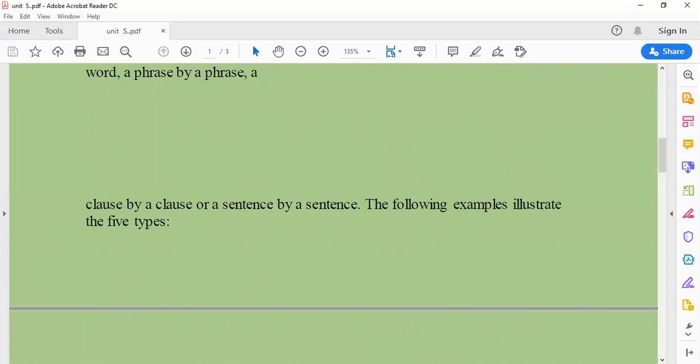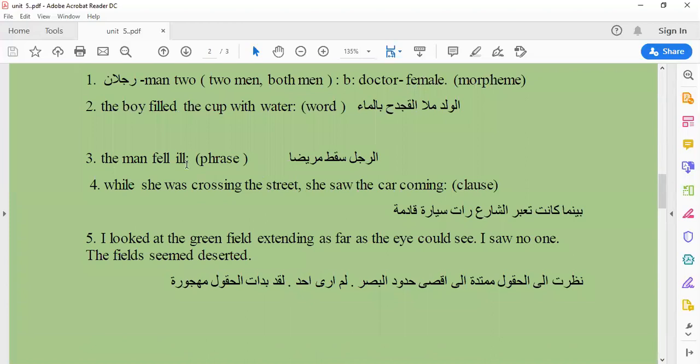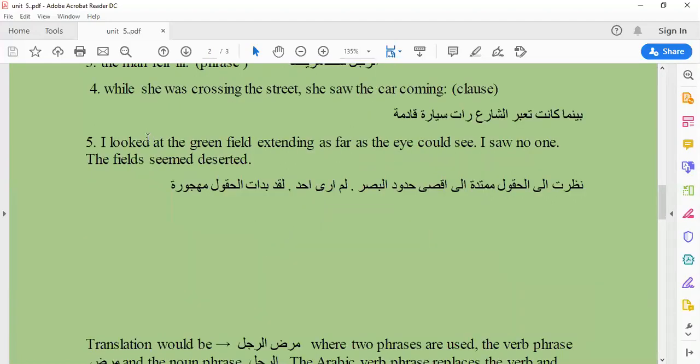The following examples illustrate the 5 types. Okay, we have 5 types here. Man, 2 men: rajulan, two men or both men. Doctor, female morpheme: doctor, if she is female, we call her doctora, according to the morpheme. The boy filled the cup with the water. الولد ملأ قدح بالماء. The man fell ill. الرجل سقط مريضا. Number 4.